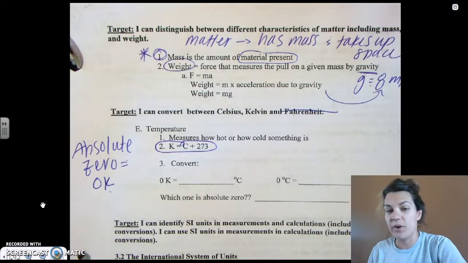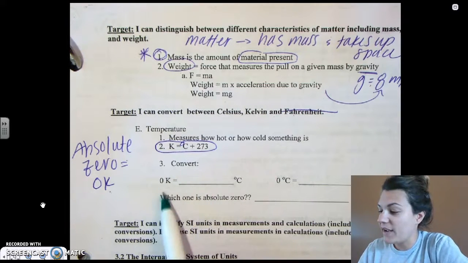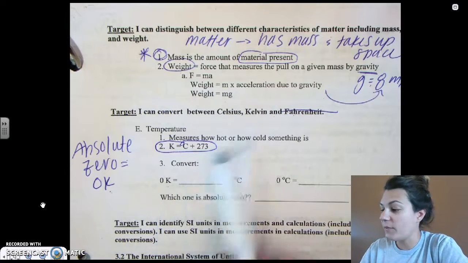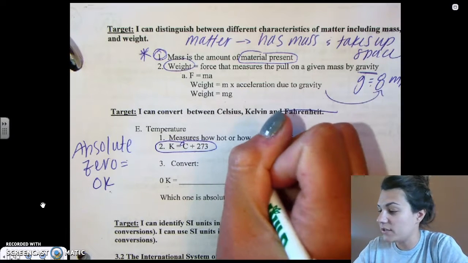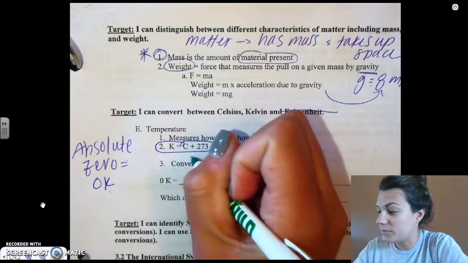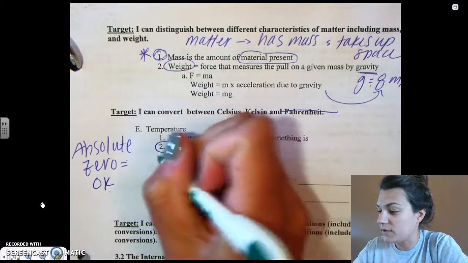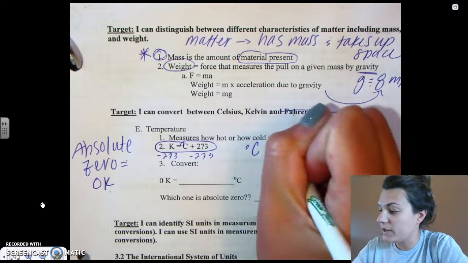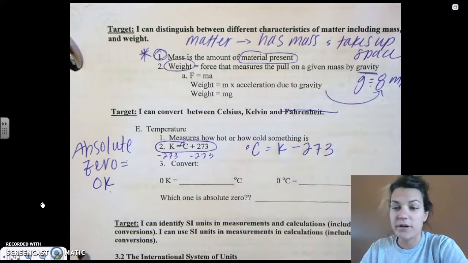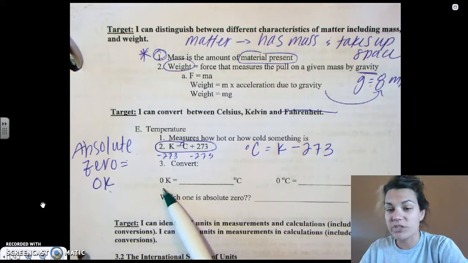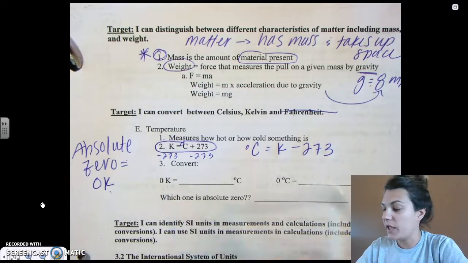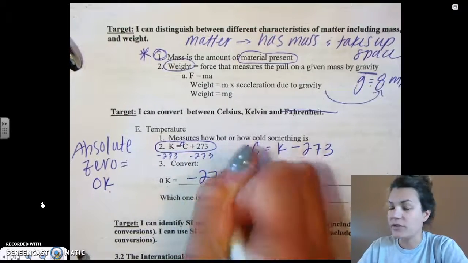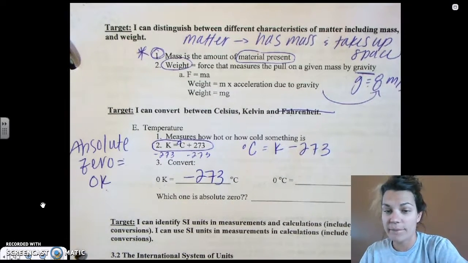The conversion's super easy. So if I have something that is 0 Kelvin, what is that going to be in degrees Celsius? If I wanted to rearrange this equation for degrees Celsius, what would I have to do? Well, I would have to subtract 273 from both sides. So degrees Celsius would be equal to Kelvin minus 273. So 0 Kelvin, which is absolute zero, no particles moving, is actually negative 273 degrees Celsius. So we've never been there yet.